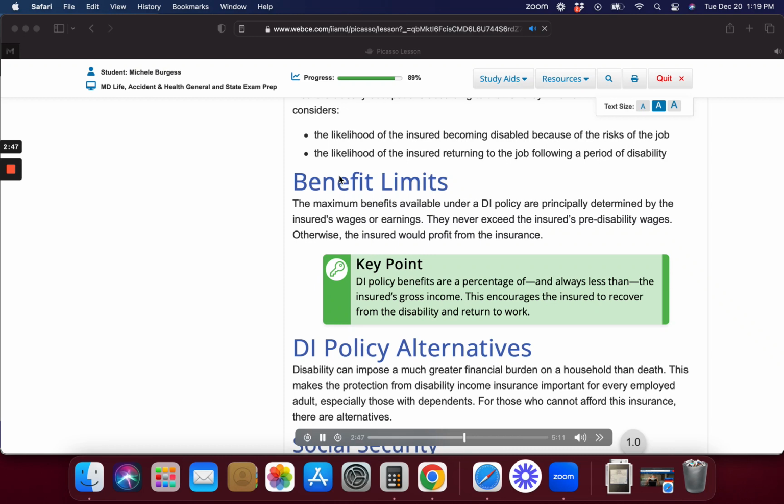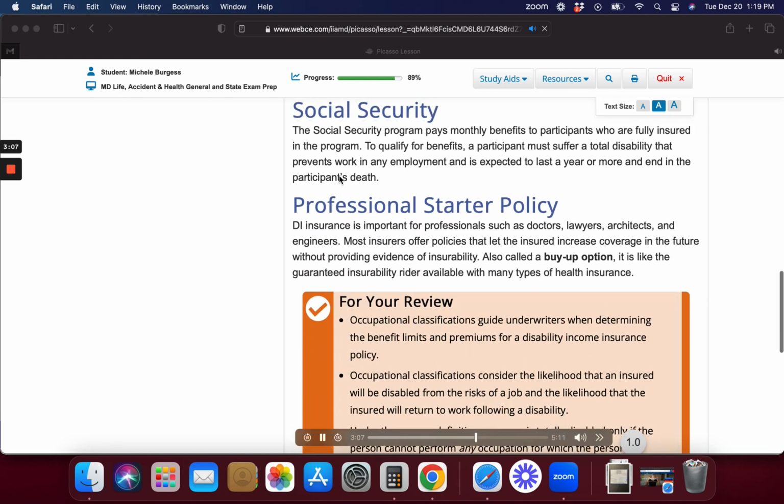DI policy alternatives. Disability can impose a much greater financial burden on a household than death. This makes the protection from disability income insurance important for every employed adult, especially those with dependents. For those who cannot afford this insurance, there are alternatives. Social Security. The Social Security program pays monthly benefits to participants who are fully insured in the program. To qualify for benefits, a participant must suffer a total disability that prevents work in any employment and is expected to last a year or more and end in the participant's death.